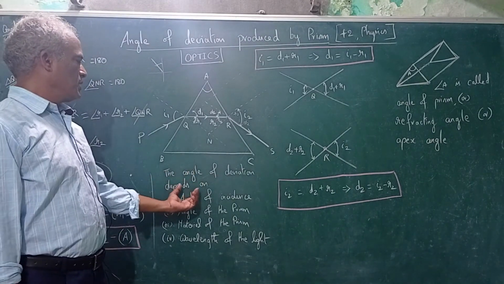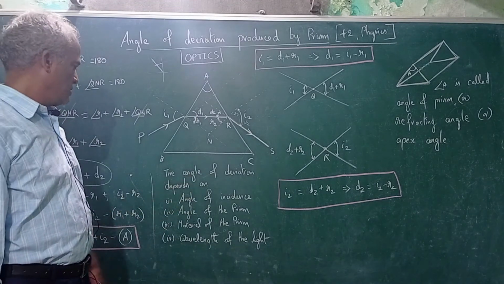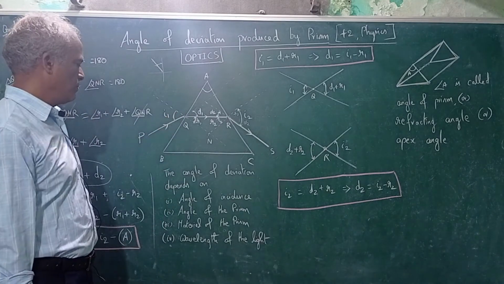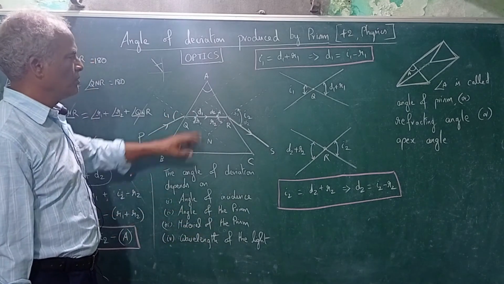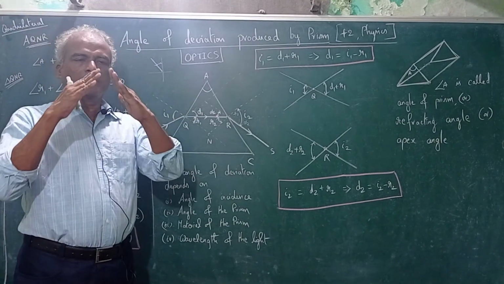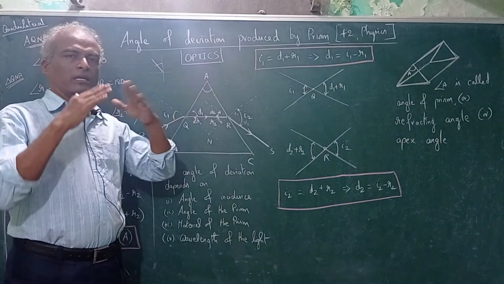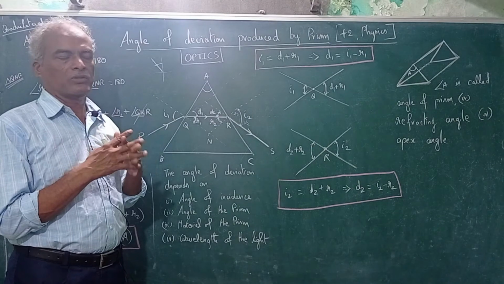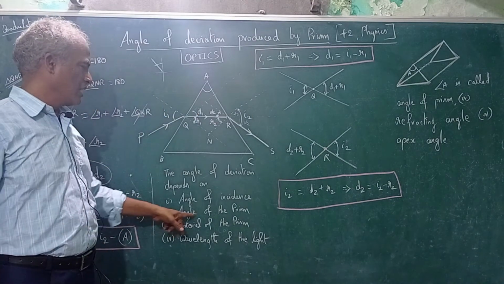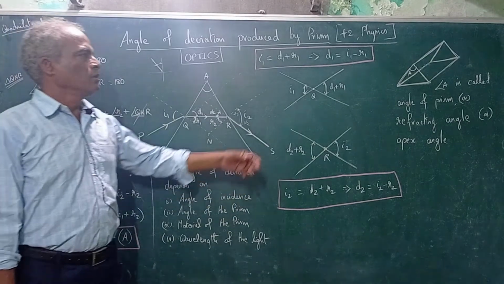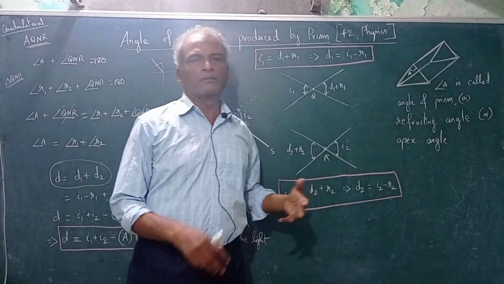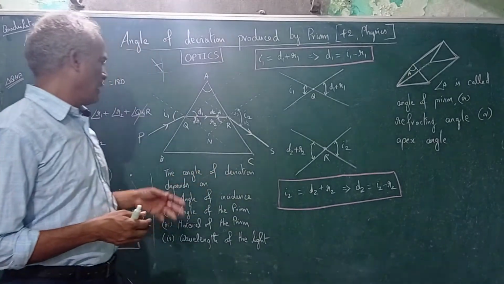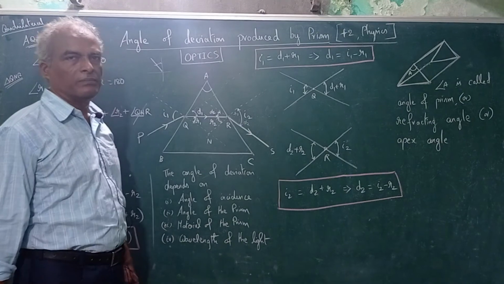the angle of deviation depends on totally 4 points. If you see angle of incidence, this angle, it depends on I from this equation. Angle of the prism is A. You can have a prism with the angle 30 degrees, or 60 degrees or 45 degrees, it can be anything. So it depends on the angle also. Angle of the prism, material of the prism. The prism is made up of what? Glass, mica or any other material. Okay. So like that, it depends on the material of the prism.